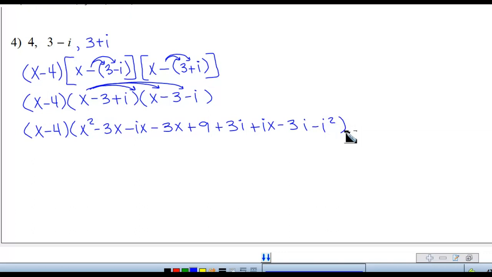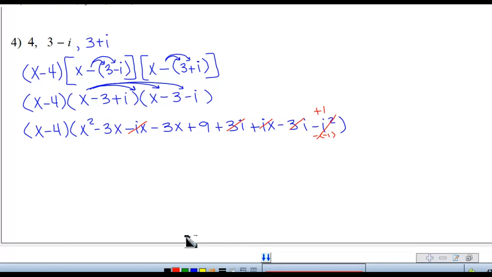Now there are a lot of things to combine, and there's also some things that'll cancel out. I'm going to look for the things that cancel first. I notice that I have a positive ix and a negative ix, so let's go ahead and cross those out. I've also got a positive 3i and a negative 3i. Those are going to cancel. Don't forget, i squared is equal to negative 1. So if I have a negative i squared, I actually have a plus 1 here at the end of this problem. I think I've canceled everything I can, and I've done the substitution.